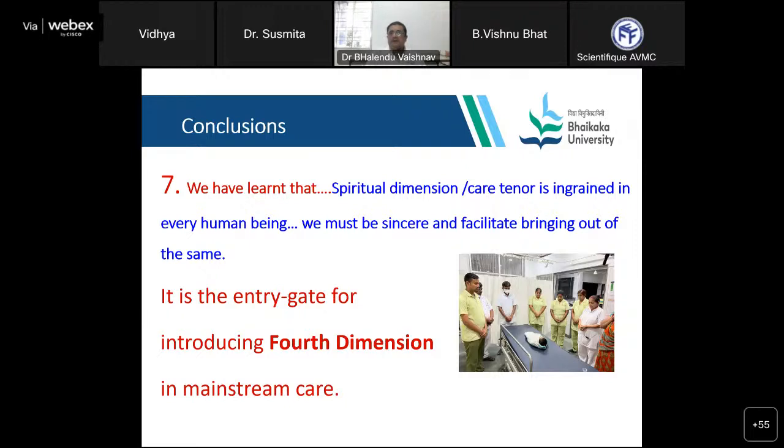You look at this picture. Whom will you say is not praying? Everybody is praying. A small child lying in trauma, quote Krishna, and we found that it is the entry gate for introducing the fourth dimension in mainstream care. By fourth dimension, we mean the dimension of divinity.